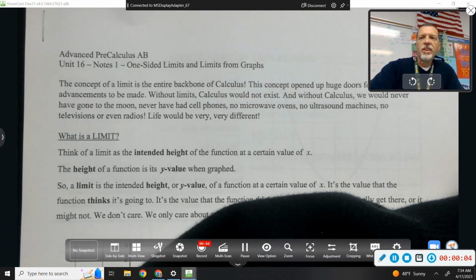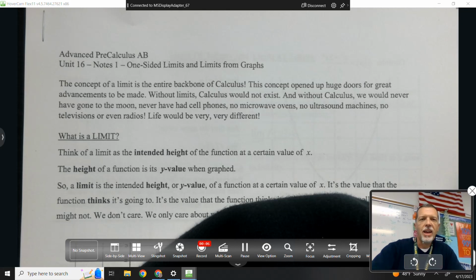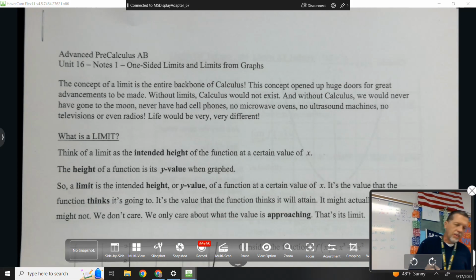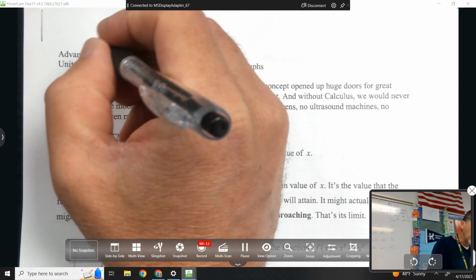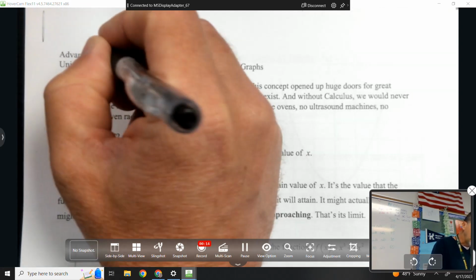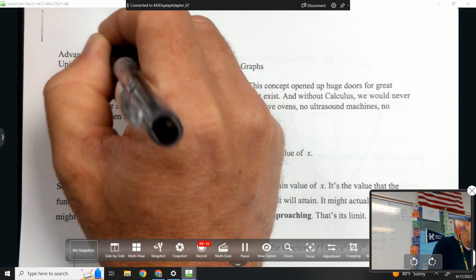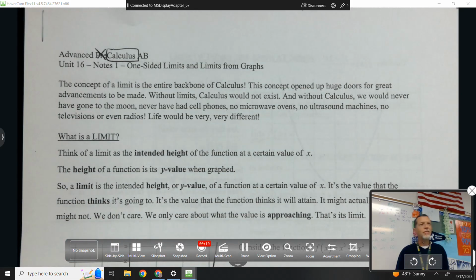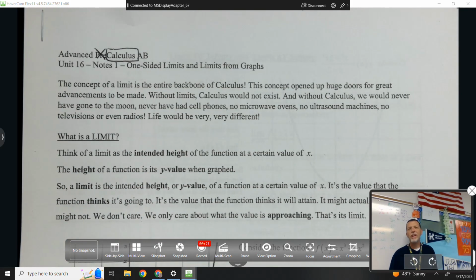Limits, Unit 16. Today's Monday. And what's kind of fun about this unit, I hesitate to say it because some of you will think, oh no, that's not good. Like this, you can, if it makes you feel better, mark out the word "pre" on the notes.